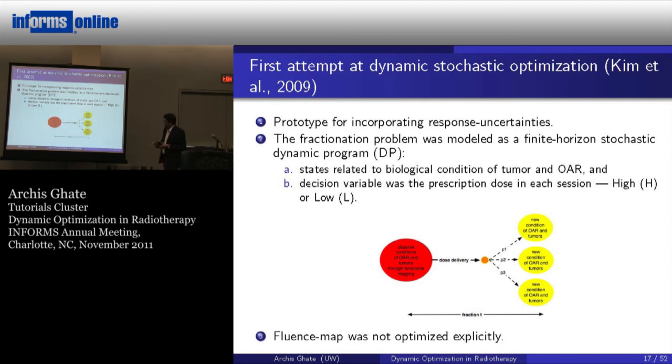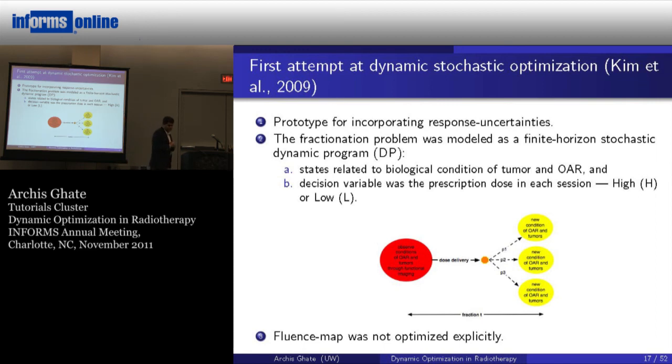This is the idea. I'm showing one fraction here, so one treatment session: observe conditions of OAR and tumors through biological or functional imaging. Give your dose. The system will evolve probabilistically to different states, this state with certain probability, this state with certain probability, and so on. And keep doing this, and use this idea to somehow build a simple stochastic dynamic program.